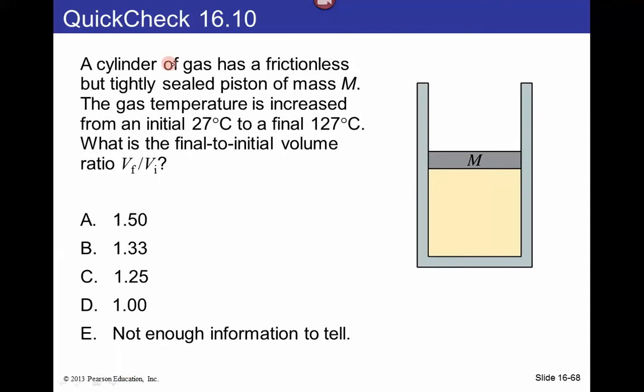So now you have a cylinder of gas that has a frictionless but tight sealed piston of mass m. The gas temperature is increased from 27 degrees to 127 degrees Celsius. What is the final to initial volume ratio? Okay, so it's 1.5, 1.33, 1.25, 10, or not enough information. Take a minute. Well, we are going to use the ideal gas equation.